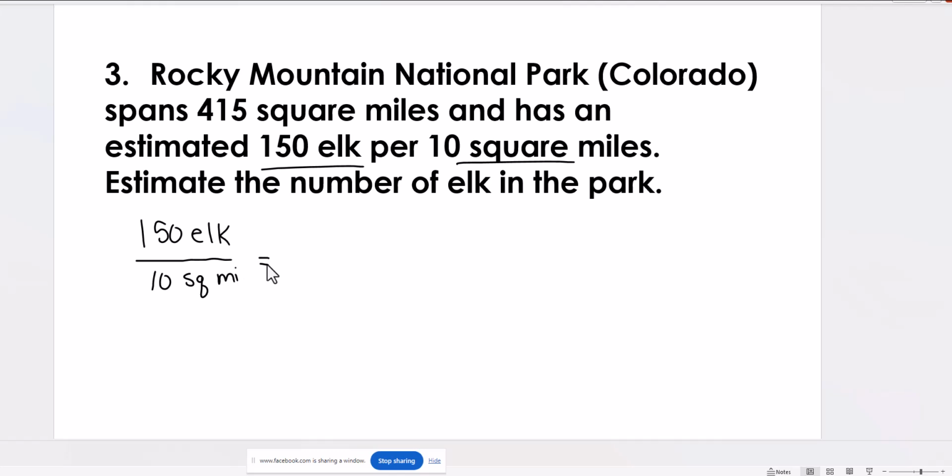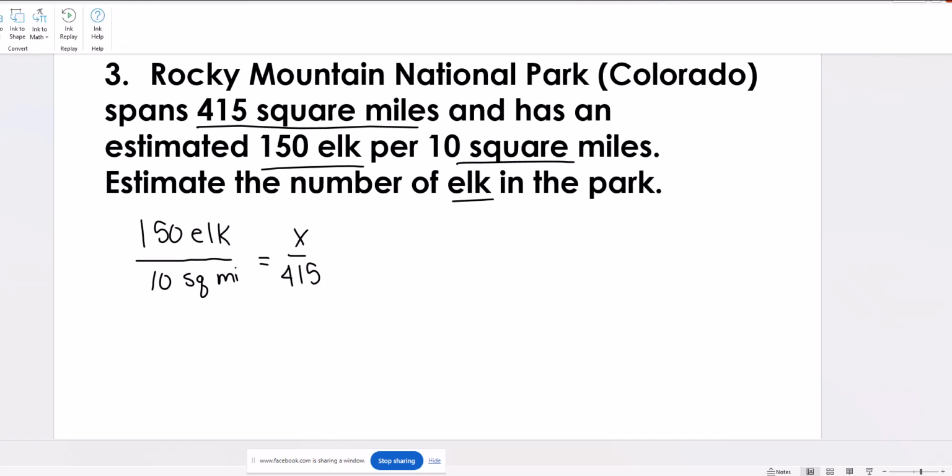Now we're going to keep that same proportion, elk over miles. The question is, estimate the number of elk in the park. We don't know elk in the park, so that is going to be our x. Now, how many square miles are in the park? They tell us there are 415 square miles. And that's what we're going to have on the bottom, the denominator. x over 415. Now I'm going to cross multiply.